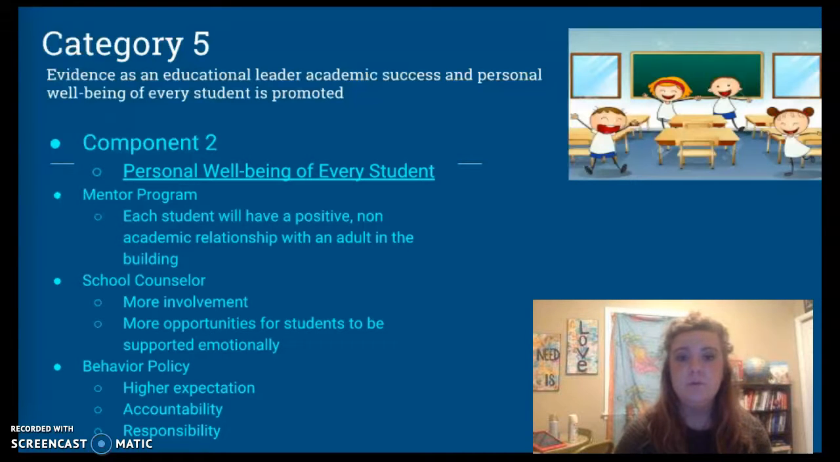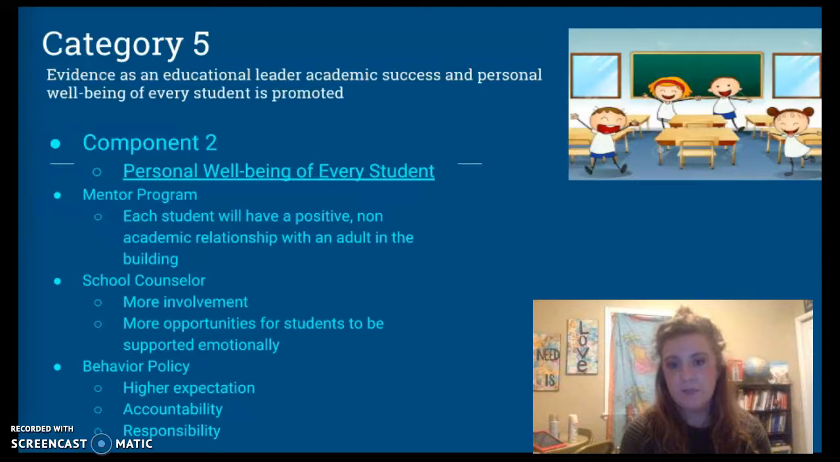Category 5, Component 2, the personal well-being of every student. I'm ensuring that by having this mentor program. Each student is going to have that positive relationship, and it's going to ensure that their well-being as an individual is being taken care of. Finally, having a school counselor who is more involved, making that a priority, is going to help the personal well-being of every student. Their emotional needs will be supported. There will be more of a presence with the school counselor, and they will specialize in helping students with certain needs.